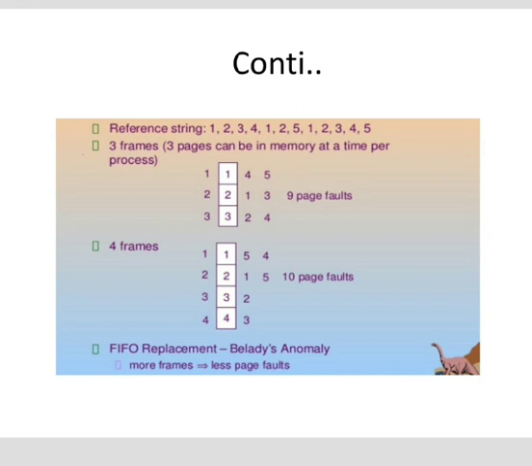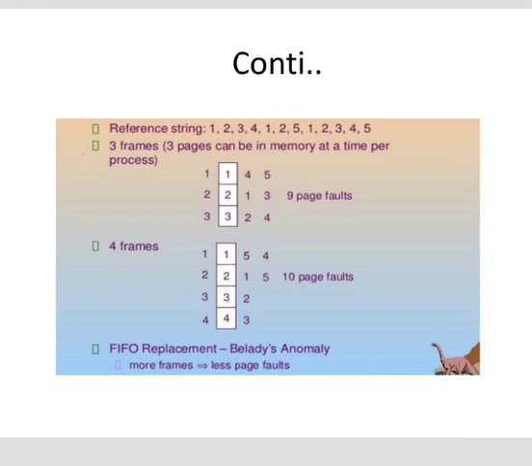So hit ratio is given by the number of page hits divided by the length of the reference string. So here the number of page hits is 3. So 3 divided by the length of the reference string, 12, so it is 1 by 4, that is 0.25.